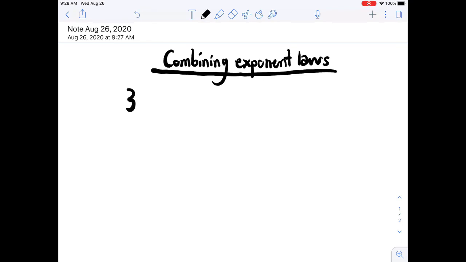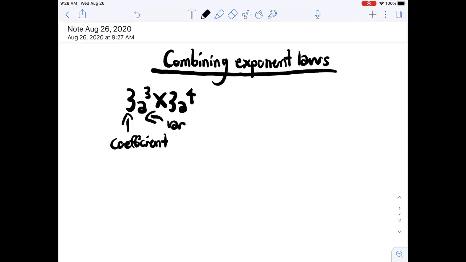So let's say we have to solve 3a to the power of 3 multiplied by 3a to the power of 4. In both expressions, 3 is the coefficient and a is the variable. In the last video, we learned that when multiplying two powers with the same base, we add the exponents. And that's what we would do in this case because both terms have a as a variable.